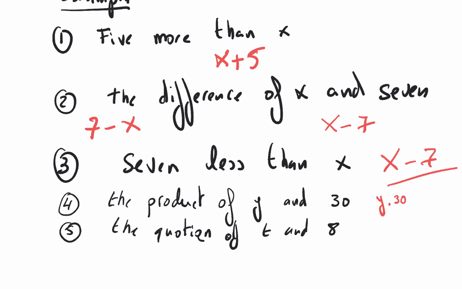So you may think always that x is your age. The product of y and 30. You may think of y as your age. So the product of y and 30 is y multiplied by 30. Don't write y x 30. No. Write a point here. Okay, the quotient between t and 8. Take t, your age, and divide by 8. So this is the answer. So these are algebraic expressions that you use in mathematics.